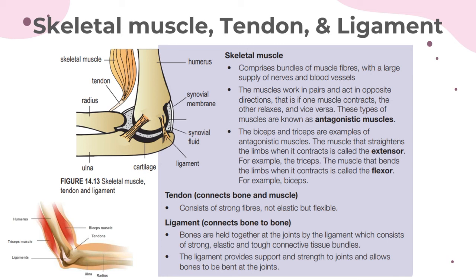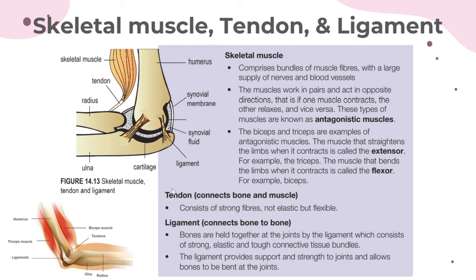Antagonistic muscle, extensor, and flexor. What is an antagonistic muscle? It refers to muscles that act in opposite directions. An example of antagonistic muscles is the bicep and tricep. The tricep is an extensor because it straightens the limb when it contracts, and the bicep is a flexor because it bends the limb when it contracts. All right, so that is referred to the skeletal muscle.